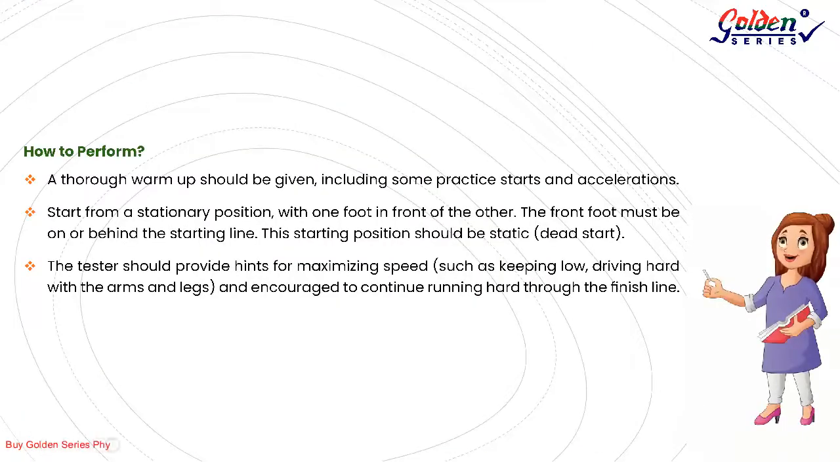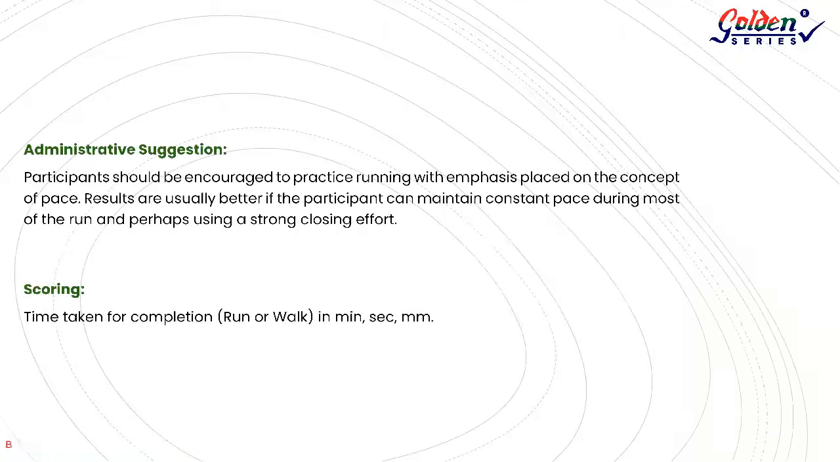How to perform? A thorough warm-up should be given, including some practice starts and accelerations. Start from a stationary position, with one foot in front of the other. The front foot must be on or behind the starting line. This starting position should be static, dead start. The tester should provide hints for maximizing speed, such as keeping low, driving hard with the arms and legs, and encouraged to continue running hard through the finish line.